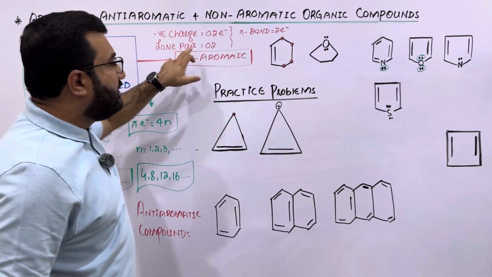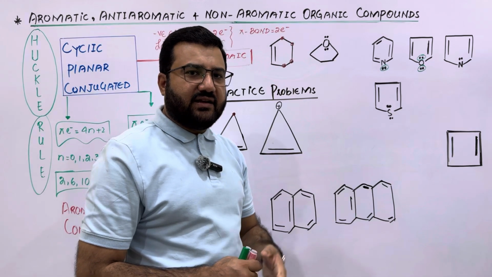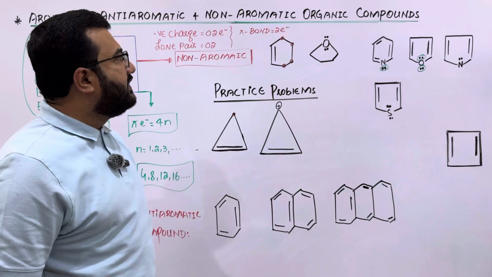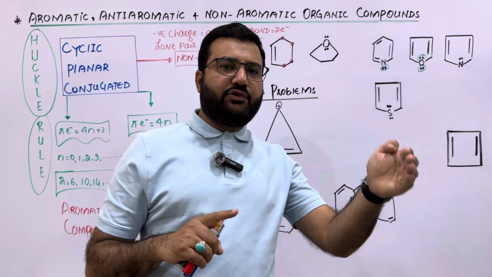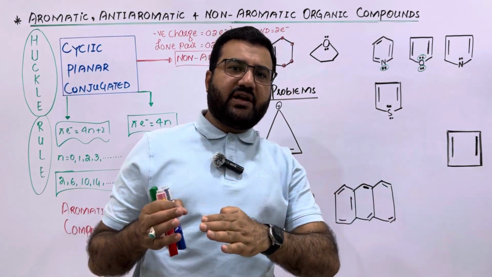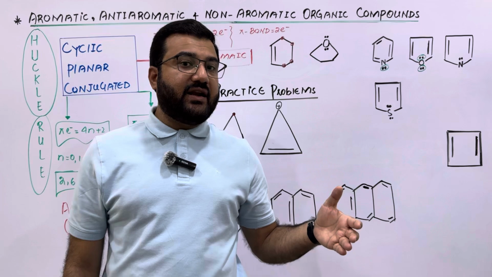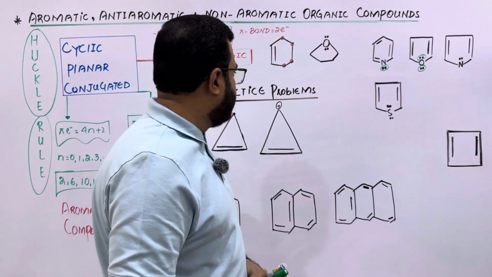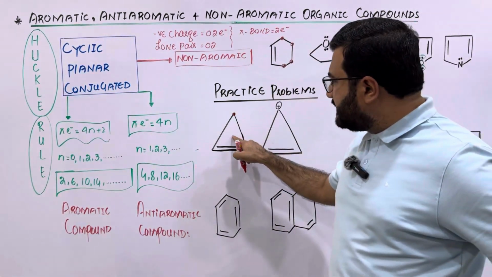The lone pair which gets involved in the resonance will also be considered as equal to the 2 pi electrons, and the pi bond will obviously be made up of the 2 pi electrons. So negative charge is equivalent to 2 pi electrons, the lone pair that gets involved in the resonance will be equivalent to the 2 pi electrons, and pi bond, no doubt, is equivalent to the 2 pi electrons. So let us see the first structure, this one.